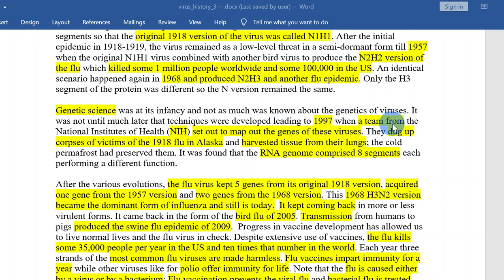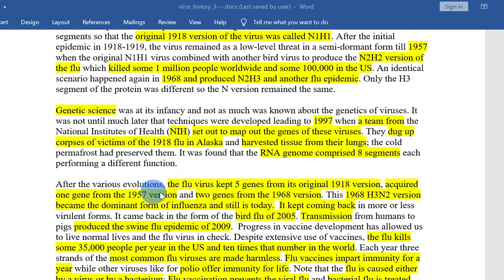1997, when a team from the National Institutes of Health, NIH, set out to map out the genes of these viruses. They dug up corpses of victims of the 1918 flu in Alaska and harvested tissue from their lungs. The cold permafrost had preserved them. It was found that the RNA genome comprised 8 segments, each performing a different function.